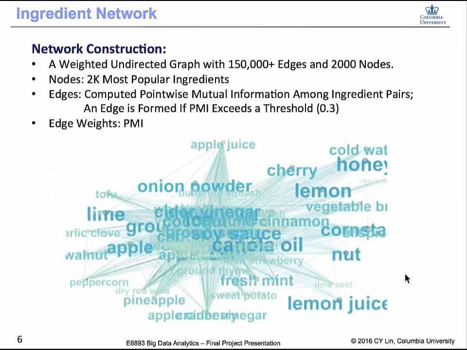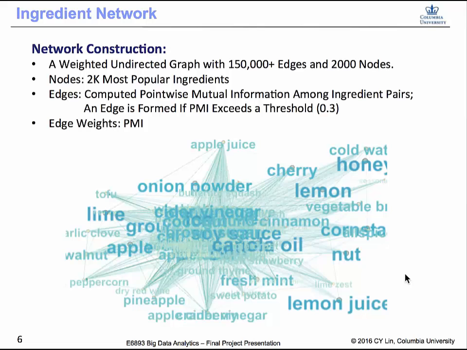To construct the ingredient network, we selected about 2,000 most popular ingredients which have appeared at least 3 times among all the recipes as our nodes for the network. And for the edges, we computed the pointwise mutual information among ingredient pairs. So if the PMI between two ingredients exceeds a threshold of 0.3, then an edge is formed.